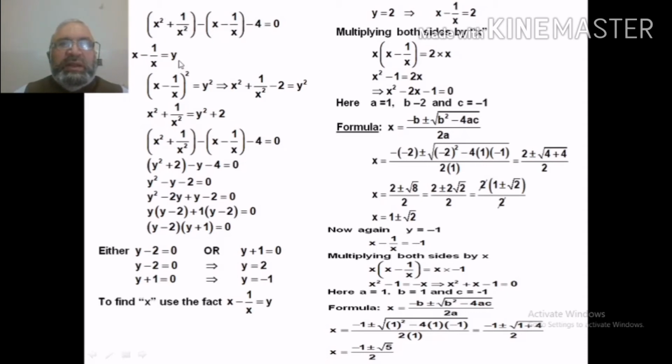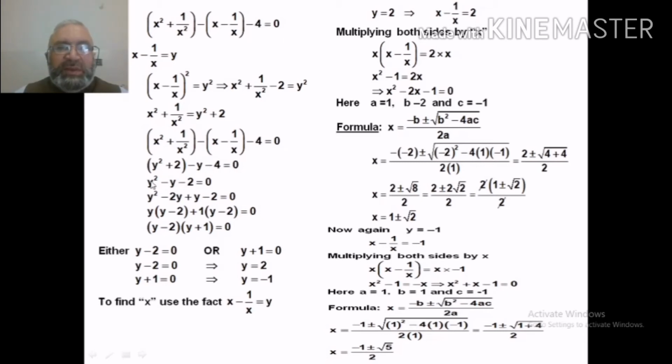We suppose this one. So taking the square on both sides to get the first term, we get x square plus 1 over x square minus 2 is equal to the square of the right hand side, which is y square. Again, to get the value of x square plus 1 over x square, we transform minus 2 to the right hand side. So we get x square plus 1 over x square is equal to y square plus 2. Now put the value of x square plus 1 over x square and x minus 1 over x in the original equation. We get y square plus 2 minus y minus 4 equal to 0.